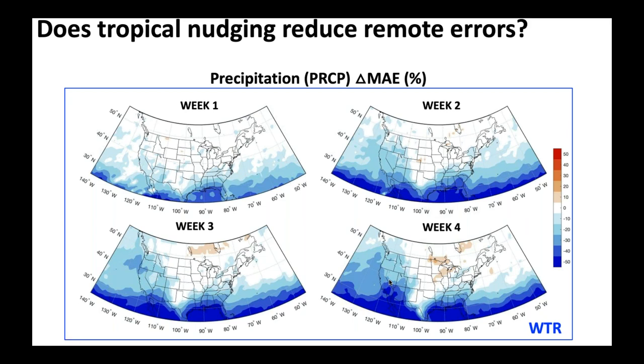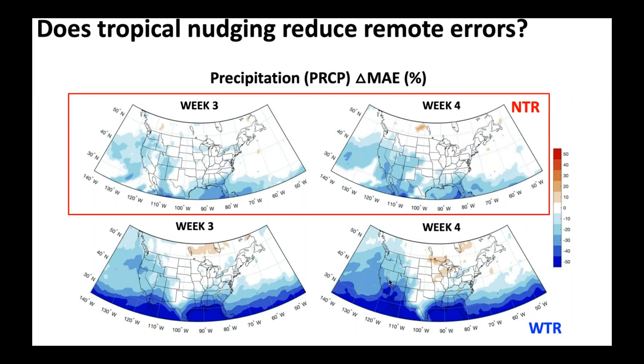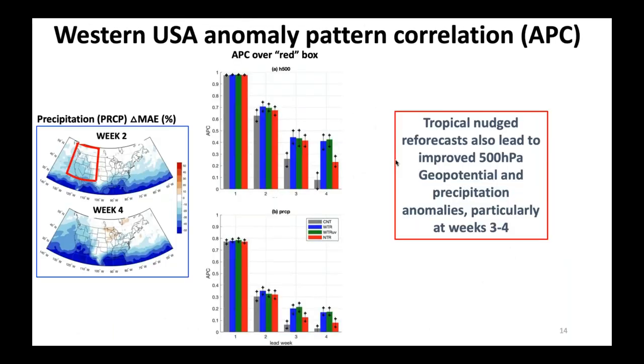We also see this when we nudge the tropics less, in the sense that in that narrow setup where nudging was applied only between 5 south and 5 north, we still see some substantial portions of the Western United States where errors are reduced. Anomaly pattern correlations are also improved in this type of experiment, and that's what I'm going to show you next.